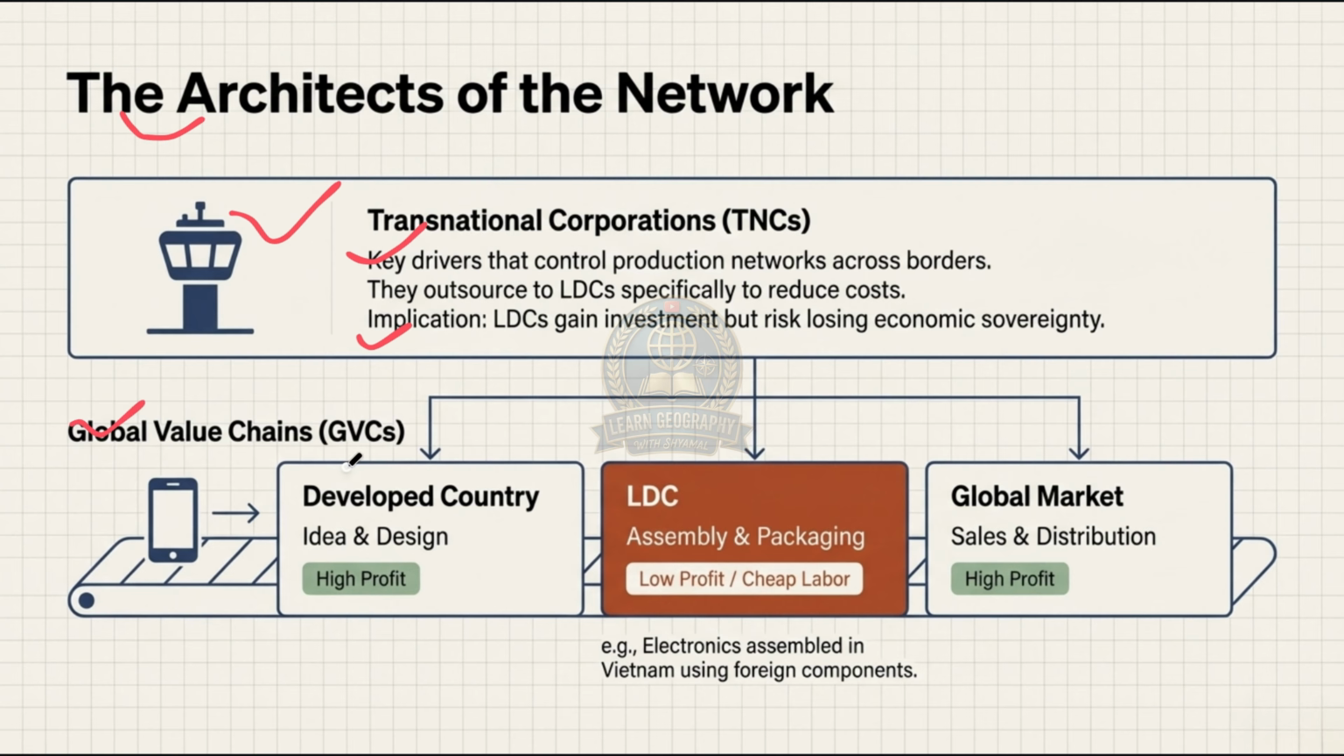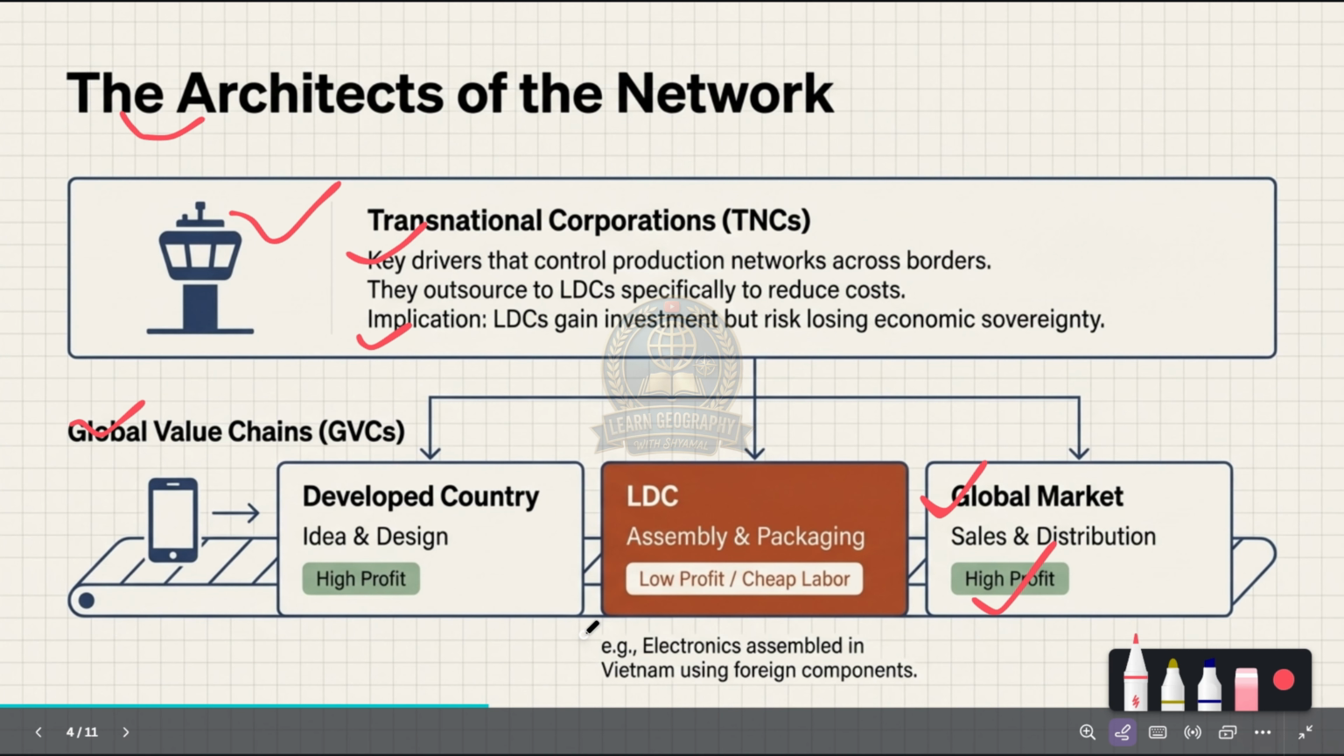Global value chains: developed country, LDC, global market. Developed country: idea and design, high profit. LDC, less developed countries: assembly and packaging, low profit and cheap labor. Global market: sales and distribution, high profit. Example, electronics assembled in Vietnam using foreign components.